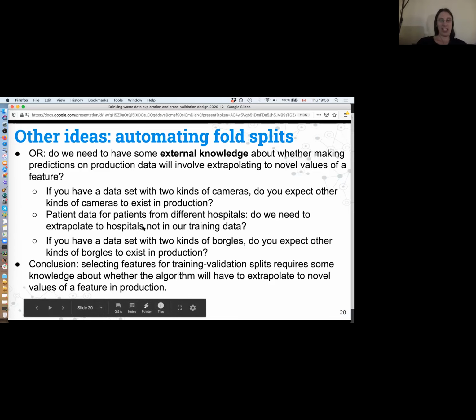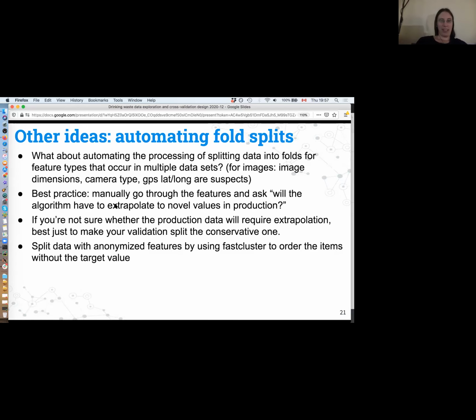But this is an interesting idea to think about, because I think it's one of the mistakes that people make the most often. So if you could try to automate this, that would probably save people a lot of grief. So yeah, there's not really a way to automate splitting on a particular feature into different folds for an abstract piece of data.